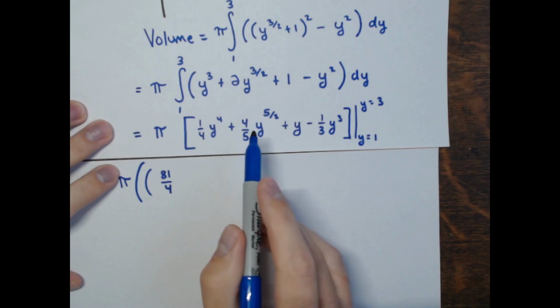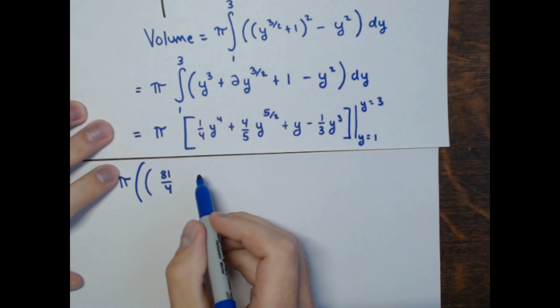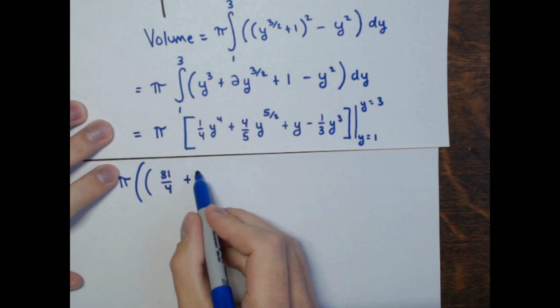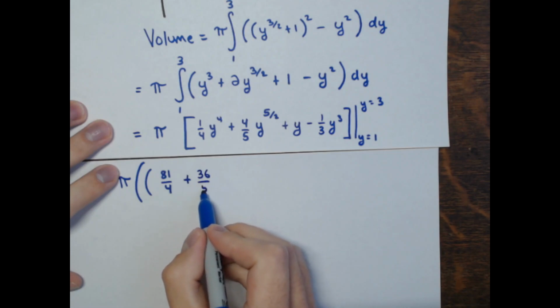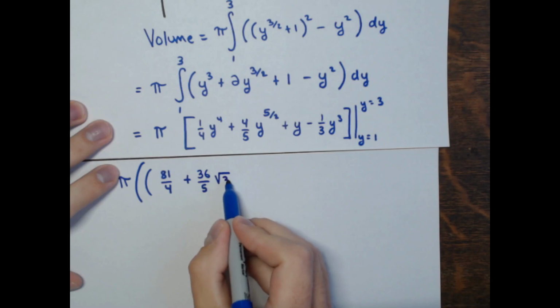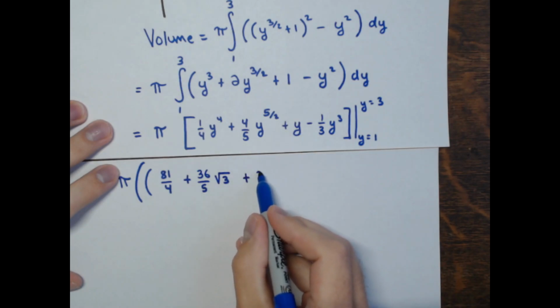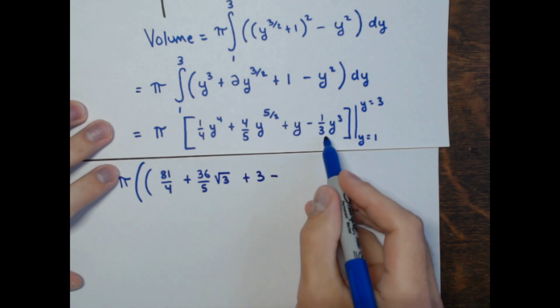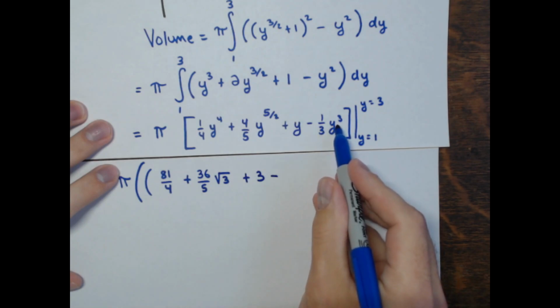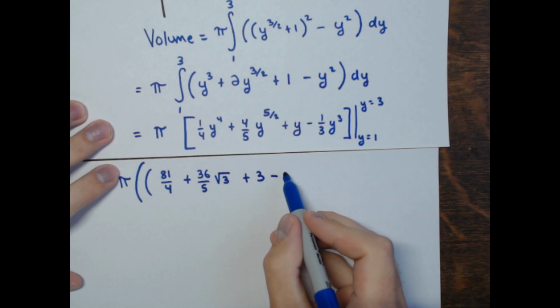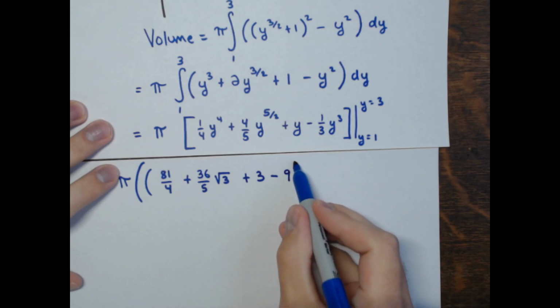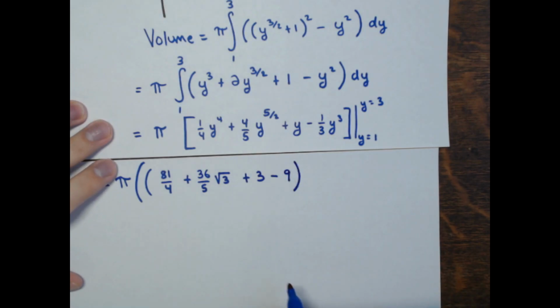So 9 times 4/5, that's 36/5, right? So plus 36/5 times the square root of 3, then plus 3, then minus 1/3 of 3 cubed, right? 1/3 of 27, yeah, minus 9. So that's the value at 3.